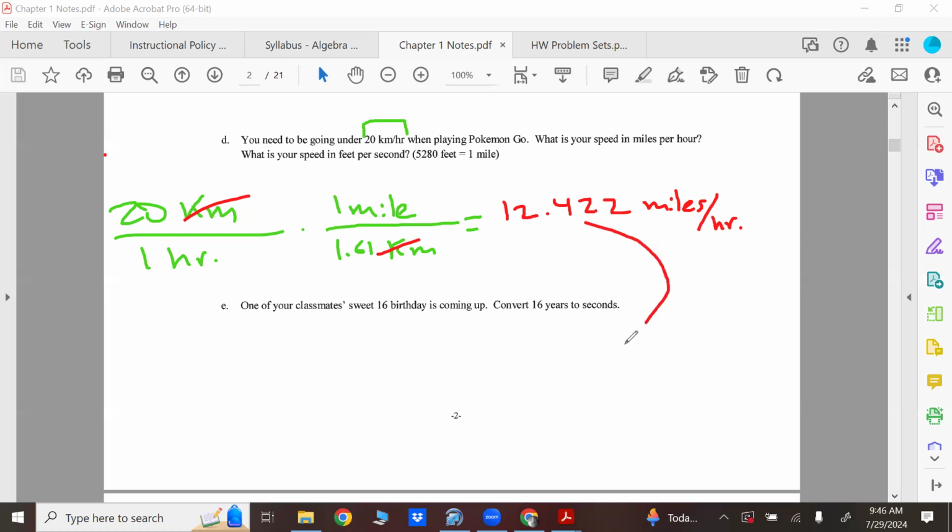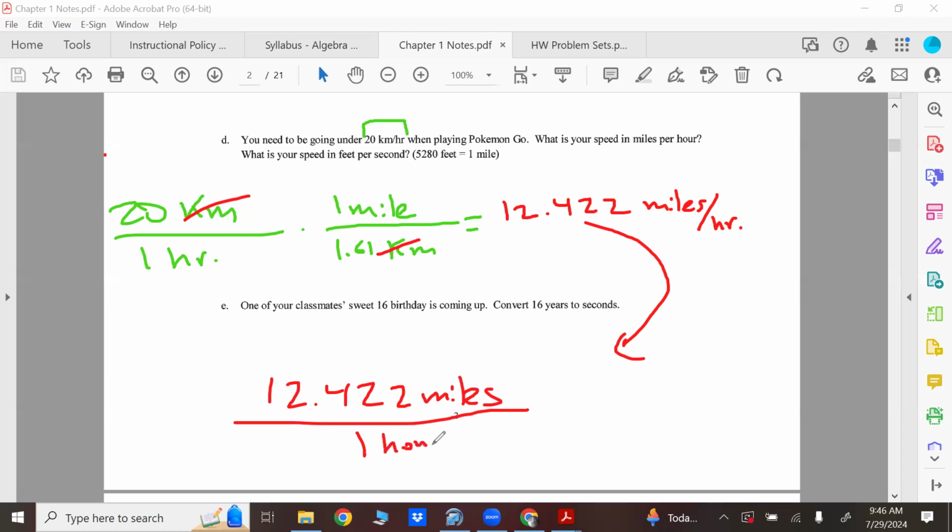So I'm going to stick with this 12.422. I know I didn't leave myself any space, so hopefully you have space on your paper. So I'm going to roll with that one. That's 1 hour. So let's change the hours to seconds. How many minutes in an hour? 60. And how many seconds in a minute? 60 times 60 is 3,600. So I'll just go straight to seconds. 3,600 seconds. And then miles. 1 mile, you're told, is 5,280 feet.